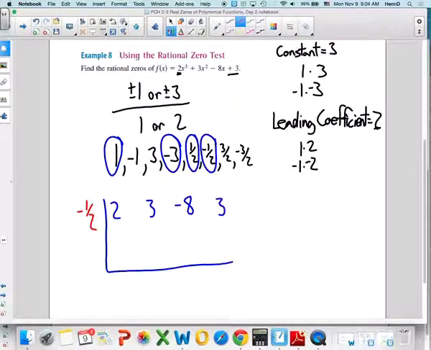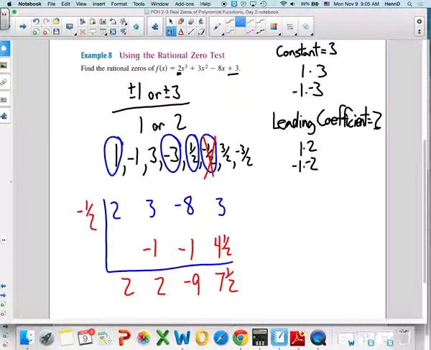So here, 2 times negative 1/2 is negative 1. Add down, that's 2. That's negative 1 again. Add down, we get a negative 9. Times a negative 1/2 is a positive 4.5. And you add down and you do not get 0. So close. That one actually doesn't work. So there we go. There are 3 zeros.